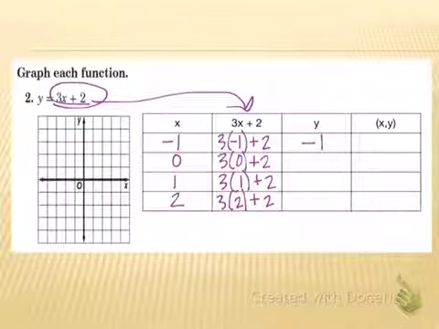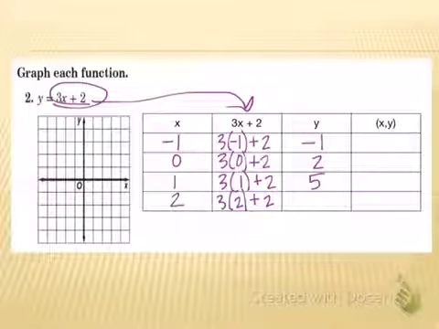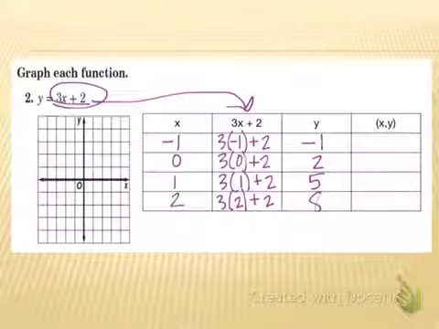Second row, 3 times 0 is 0, plus 2 is 2. Third row, 3 times 1 is 3, plus 2 is 5. And fourth row, 3 times 2 is 6, plus 2 is 8. Last part of our function table, we need to fill in the ordered pairs.